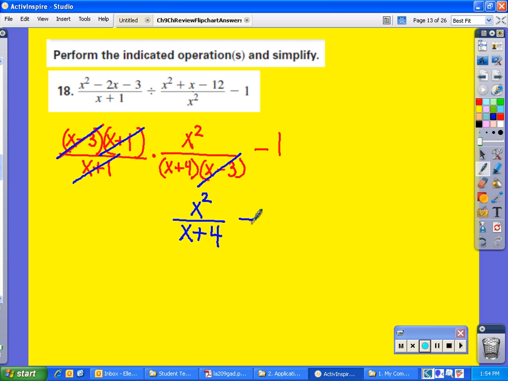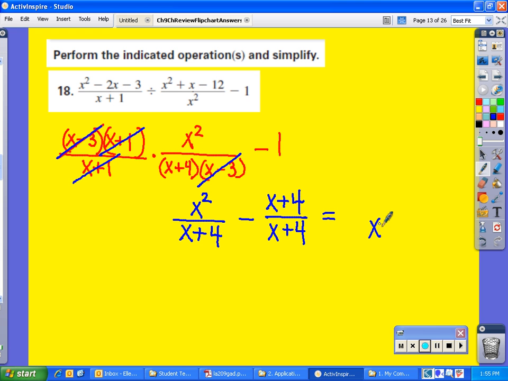Now, if we want to be able to subtract this 1, it has to have a common denominator. So how do we write 1 with a denominator of x plus 4? Well, if we have x plus 4 in the denominator, we're going to need to have x plus 4 in the numerator as well. And that's another name for 1 with x plus 4 as its denominator.